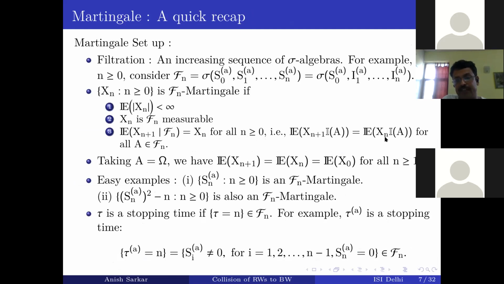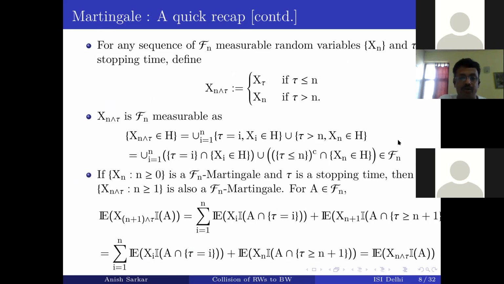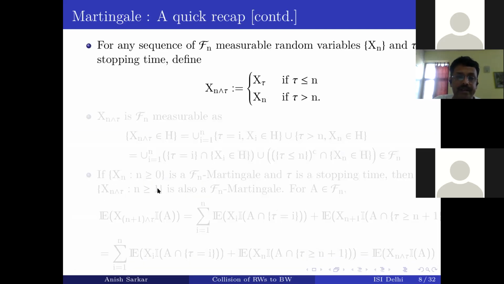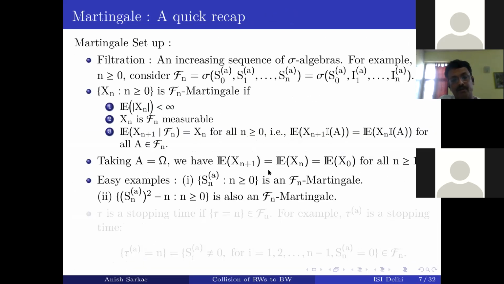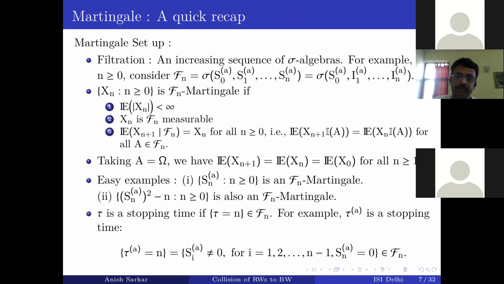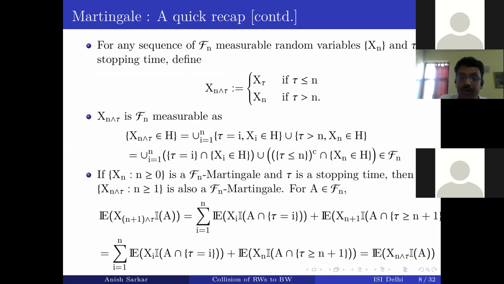The conditional expectation definition that I have written. This is the conditional expectation definition. So the two things that you have to remember: if Xn is an Fn martingale and tau is a stopping time, then Xn minimum tau is also an Fn martingale, for n bigger than or equal to 0. And the only other thing that you want to remember is this part: if I have a martingale, the expectations remain the same, constant for every n. Expectation of Xn equals expectation of X0 for every n. So these are the two things that I want you to remember.